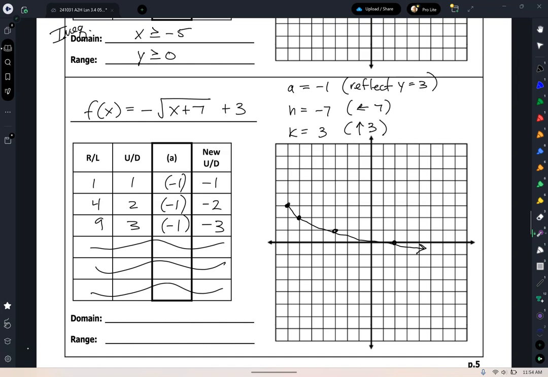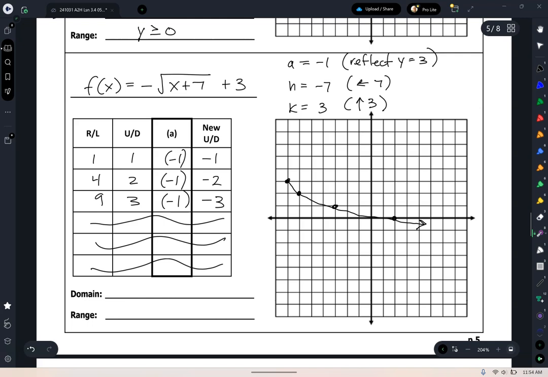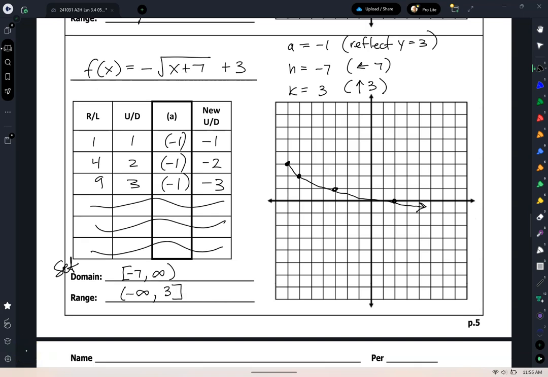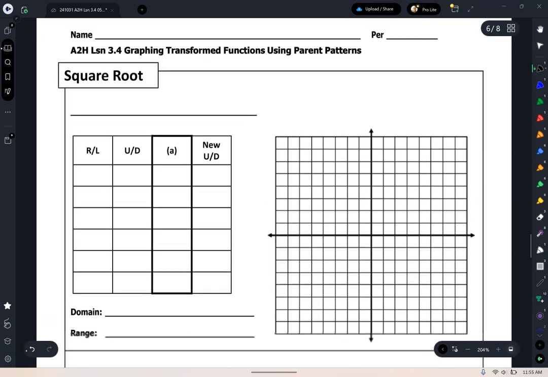Good so far? Okay, let's do our domain and range and set notation. Go ahead and do those, and then I'll put the answers up in a second. Okay, you should have had your set notations for your domain and range like this. So negative 7 is the low end going out to positive infinity, and then negative infinity is the low end stopping at positive 3 for the range. Good? Okay, let's keep going. We'll do a little bit more on this one. This one's kind of the tricky one.